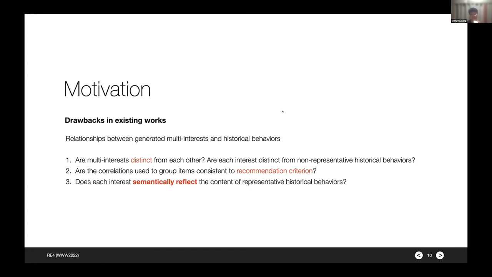We argue that the extracted multi-interest cannot reflect the semantic content of representative historical behaviors just by pooling or attention-based aggregation.